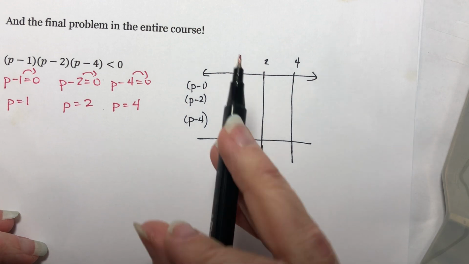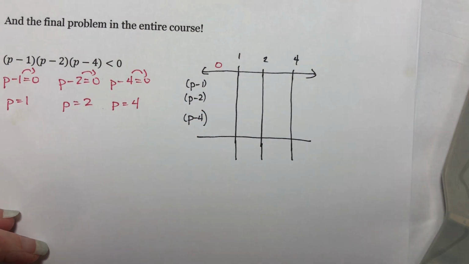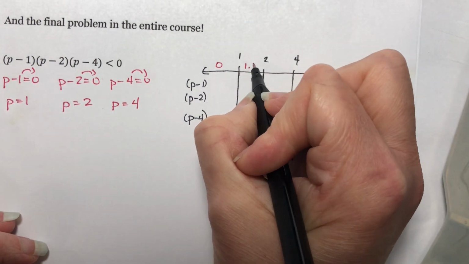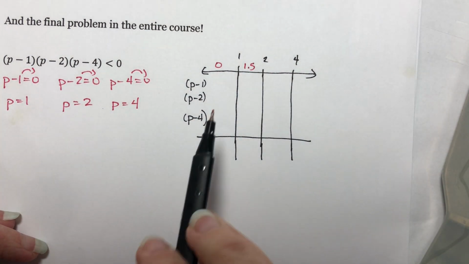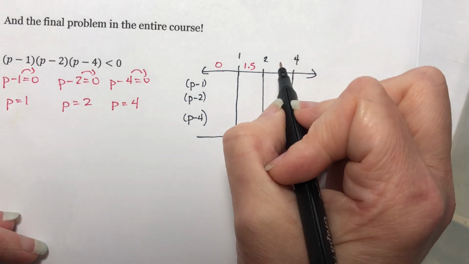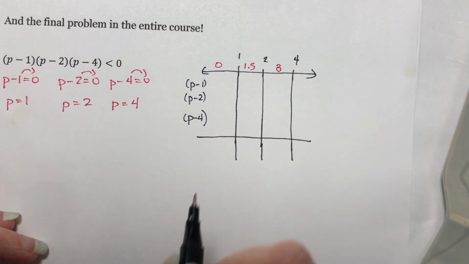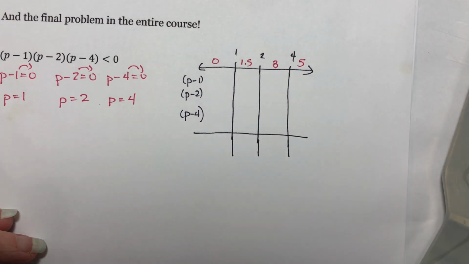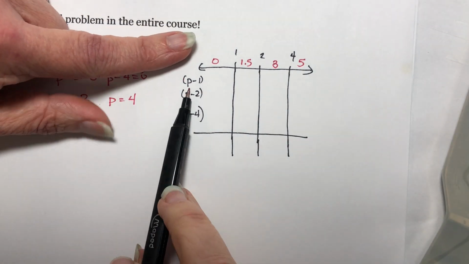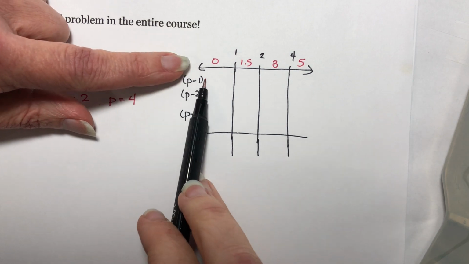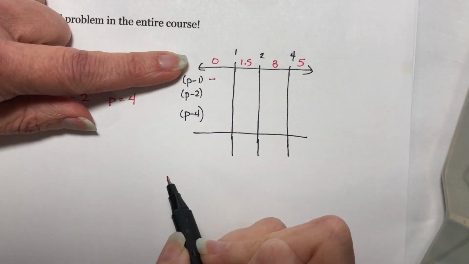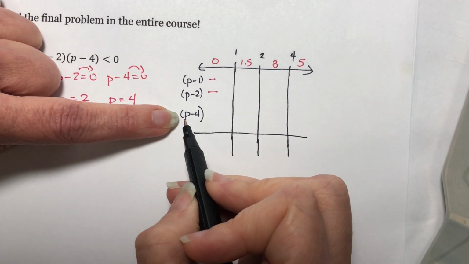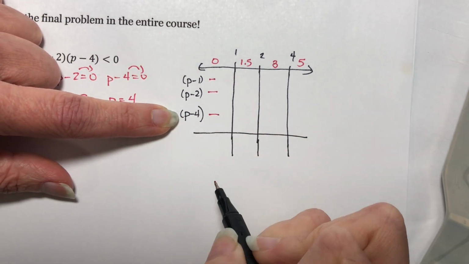I need a number smaller than 1. 0 is useful. I need a number between 1 and 2. I can use 1.5. I need a number between 2 and 4. I can use 3. I need a number larger than 4, so I can use 5. Okay? Now imagine plugging in your 0. 0 minus 1, that's negative. 0 minus 2 is negative. 0 minus 4 is negative.